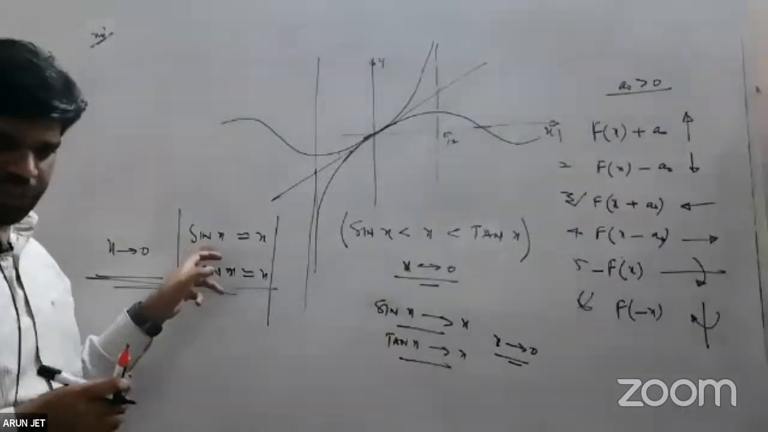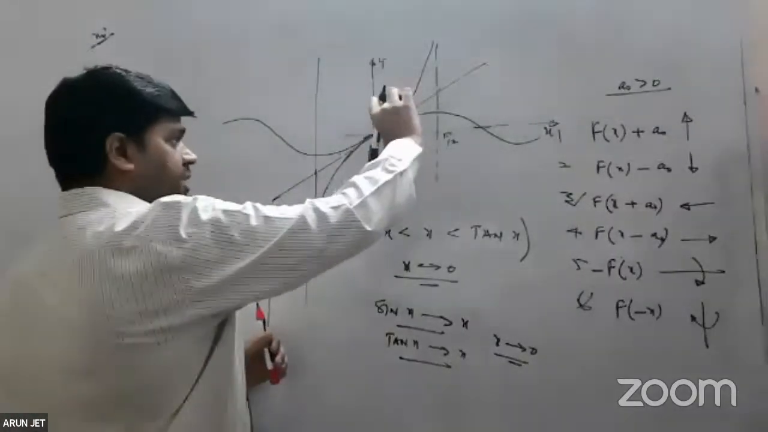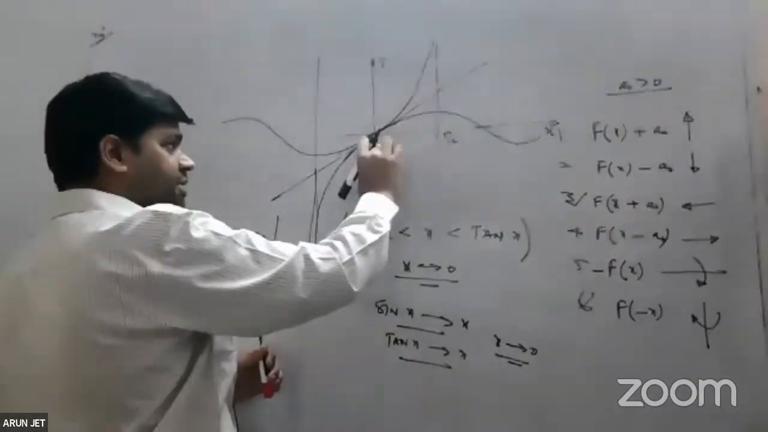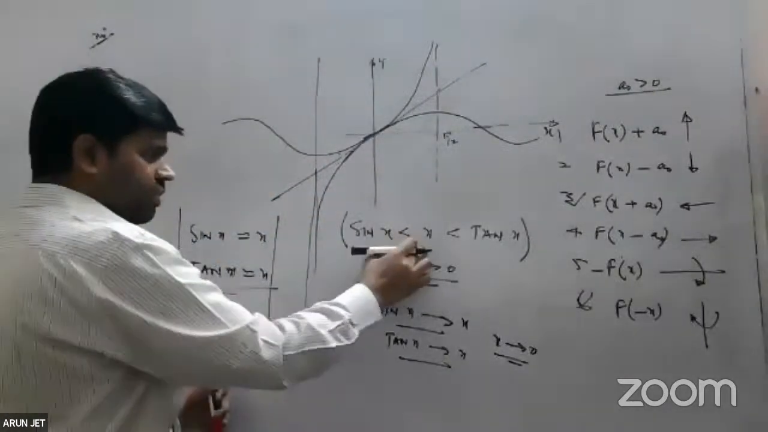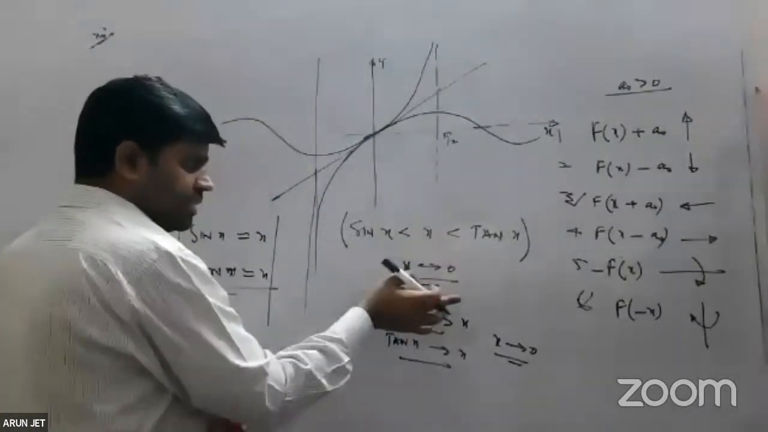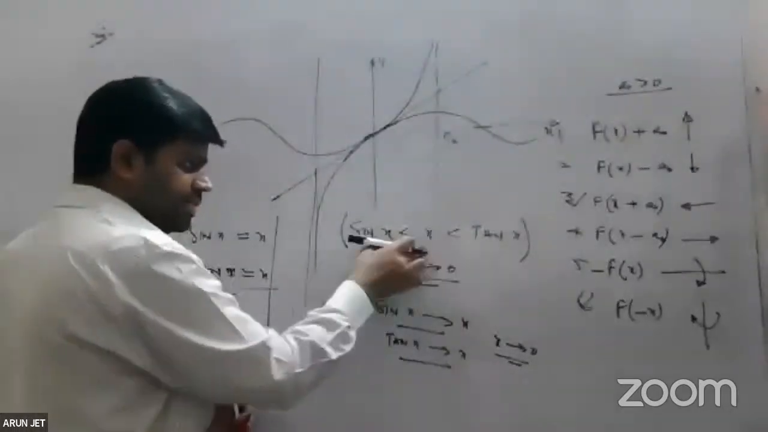Sin x is a value actually. But because x is being sandwiched between tan x and sin x, x is always between sin x and tan x. So as x tends to 0, sin x tends to x and tan x tends to x from the upper side and lower side.